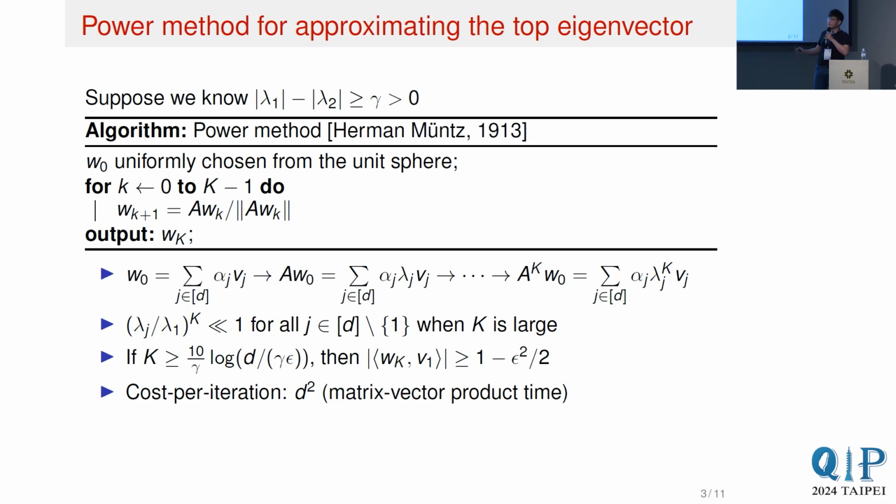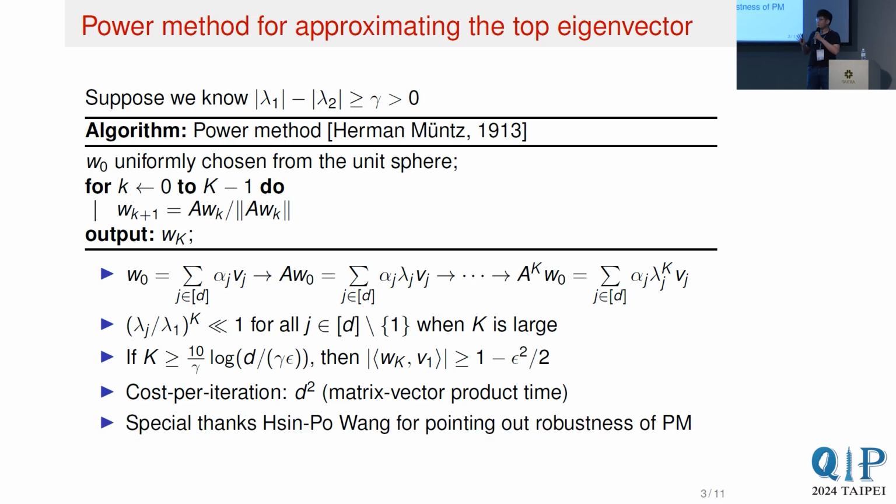Now, if you look at the algorithm, for each iteration, the only thing you have to do is apply a matrix-vector product. So now you already have an algorithm which doesn't need d to the omega time; you only need d squared time to find the top eigenvector. Moreover, this algorithm is robust against some benign error. We would like to thank our friend Xinzhi Wang for pointing out the robustness of the power method here. Without him, we don't think we could have finished this project.